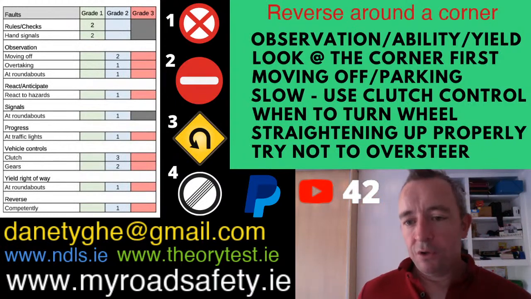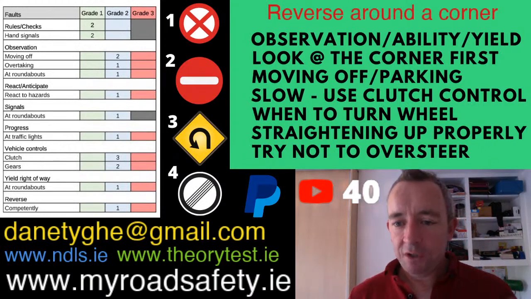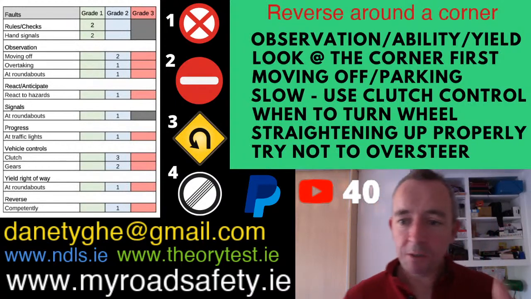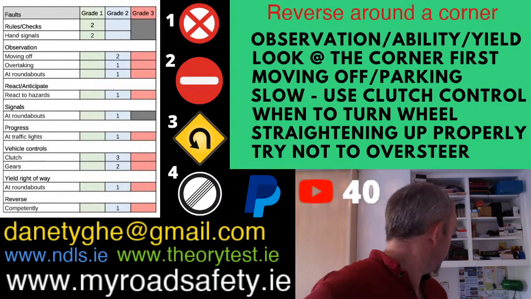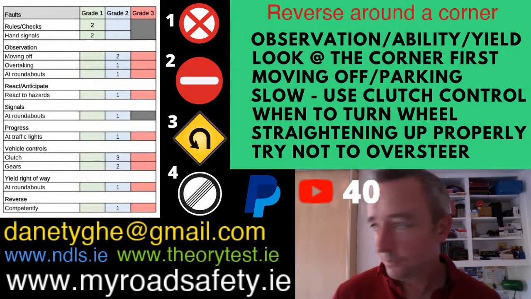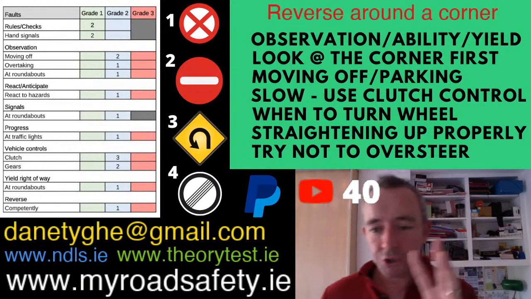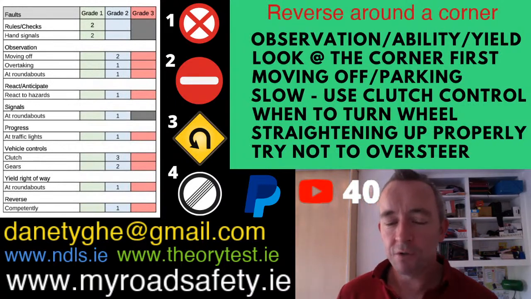When you're reversing around a corner, back to observation, try not to look out front too much, okay? When you're reversing around a corner, you need to be looking back there, in your mirrors, and out over your right shoulder. I always say it's good to get three right shoulder checks when you're reversing around the corner.